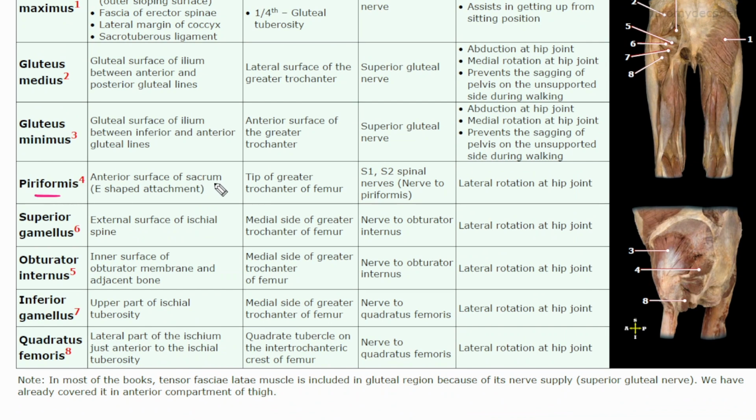It arises from the sacrum. Okay, anterior surface of the sacrum, there is an E-shaped attachment of piriformis. Insertion is on tip of the greater trochanter of femur. Then nerve supplies directly by the S1 and S2 spinal nerves, also referred to as nerve to piriformis, and action is lateral rotation at the hip joint.